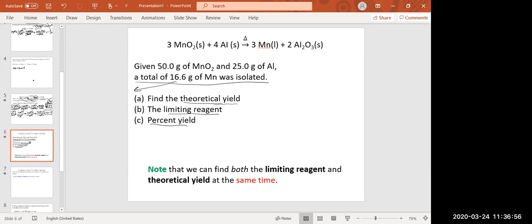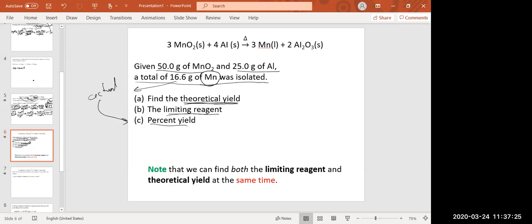This represents your actual yield, because we will need it for the percentage. Now we're missing the theoretical. How will you find the theoretical? They are asking for the theoretical again, and also the limiting reactant. So here we have these two amounts of reactant, 50 gram MnO2 and 25 gram aluminum. So we will calculate how much manganese it will produce from each of them.